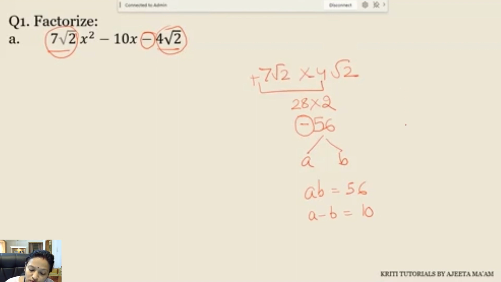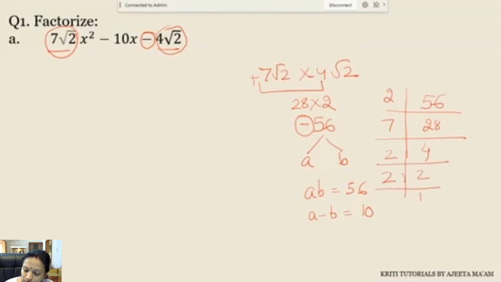Now what's the easiest way to do it? We can do middle term splitting with prime factorization. If I divide 56, I get 28. If I divide it again, I get 14, then 7, 2 and 2. Right? Now if I just group these factors of 56, I can get my answer easily. If I group 7 and 2, what will I get? 14. I group 2 and 2. What will I get on multiplication? 4. And I see that the subtraction of 14 and 4 is 10.